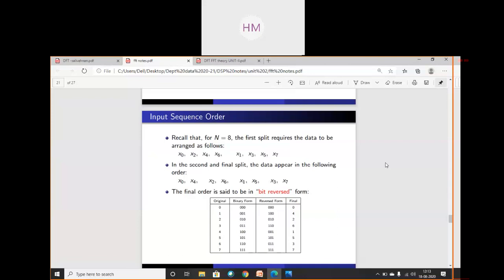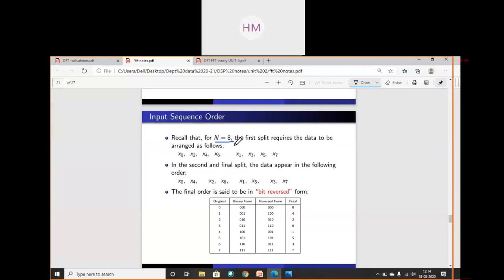First way, the inputs are in sequence: X0, X1, X2, X3 till X7, if we are talking about N equal to 8, an 8-point FFT. If we have a 4-point FFT, then X0 to X3. So the inputs are either given in sequence, or the inputs are first split into evens and odds, and then they are decomposed in other stages.